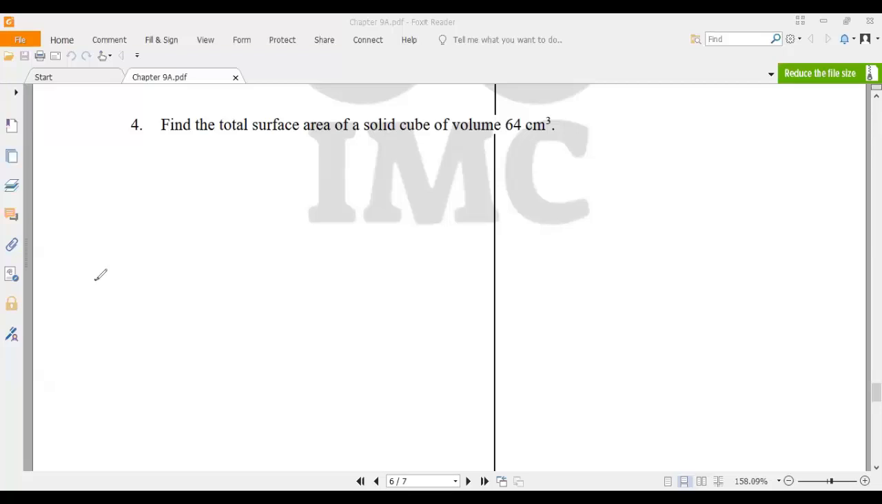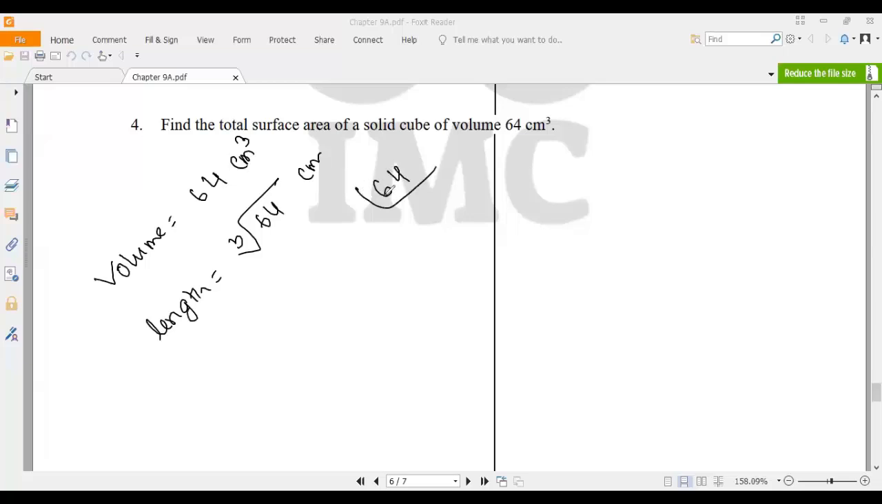We know that if the volume of a cube is 64 centimeter cube, then how can we find out the length from this cube? Length will be the cube root of 64 centimeter. Now, we can find out the cube root of 64 by using a calculator. In another process, we need to find out the prime factors.